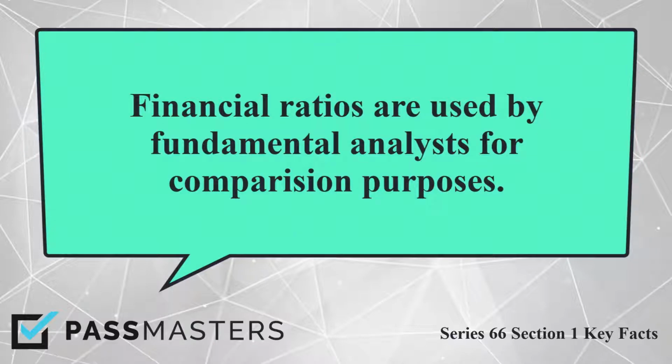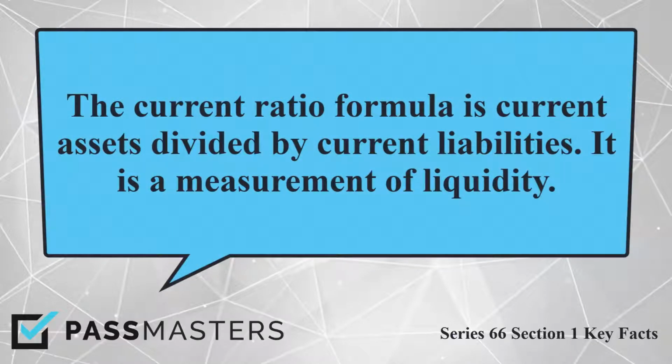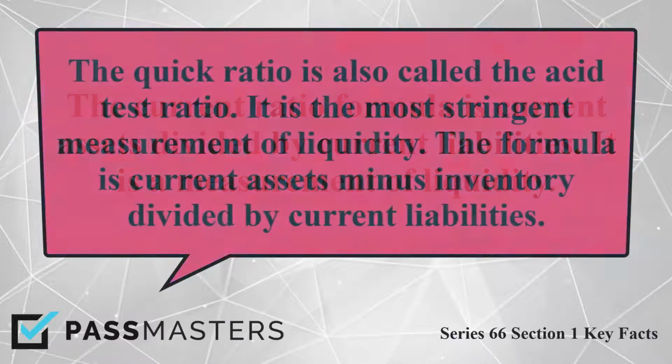Financial ratios are used by fundamental analysts for comparison purposes. The current ratio formula is current assets divided by current liabilities. It is a measurement of liquidity. The quick ratio is also called the acid test ratio. It is the most stringent measurement of liquidity. The formula is current assets minus inventory divided by current liabilities.